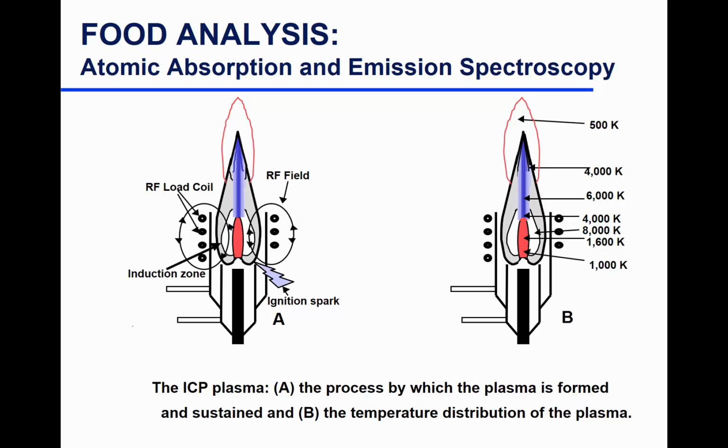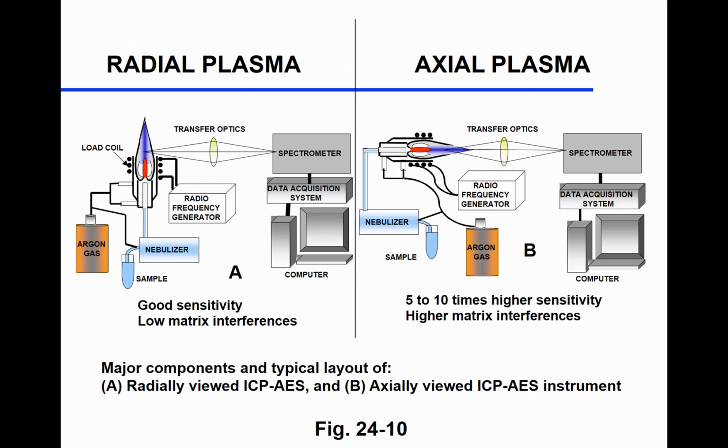So here's just a diagram showing what happens. The ignition spark ionizes your argon gas, and then the coil here gets radio frequency that will collide with the electrons present in the ionized gas and heat it up to high temperature. And this is just the different temperatures at different points in the plasma.